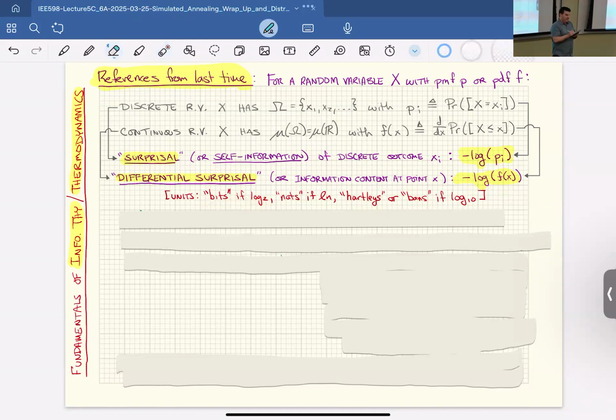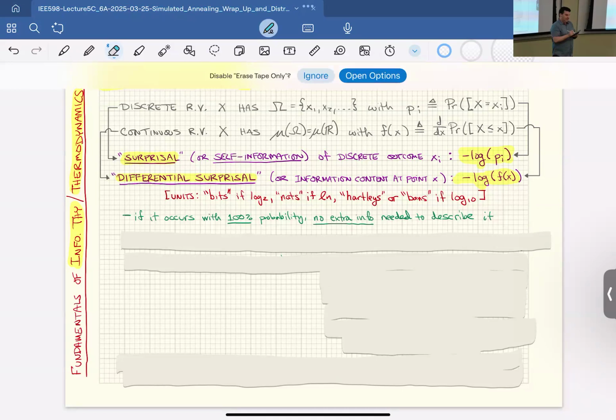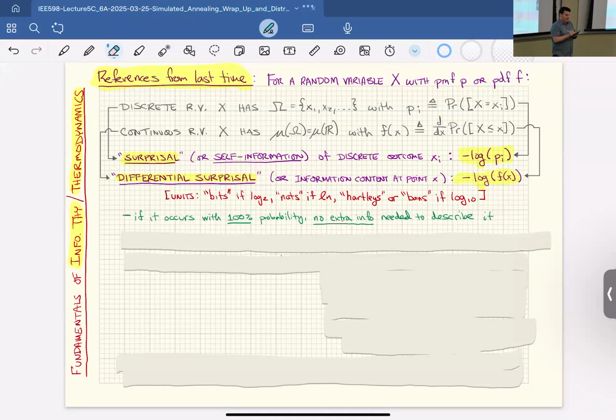All right, so that's the definition of surprisal. Some examples of that. If it occurs with 100% probability, then there's no extra information needed to say what's going to happen. So that's what we mean by there's no surprise. If you know when you walk into a room that there's no chance the lights will be off, then telling someone that the lights are on carries no value. There's no surprise, so you may as well not say it. So that's what we mean by if it happens with 100% probability, minus log of 1. Well, log of 1 is 0, so the minus doesn't matter. That gives you 0 surprisal.